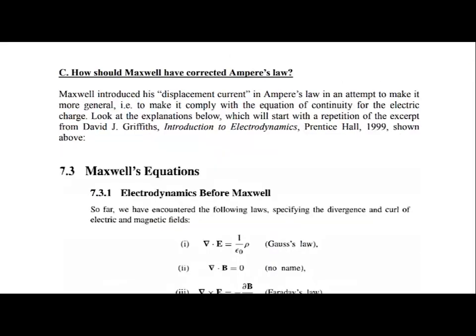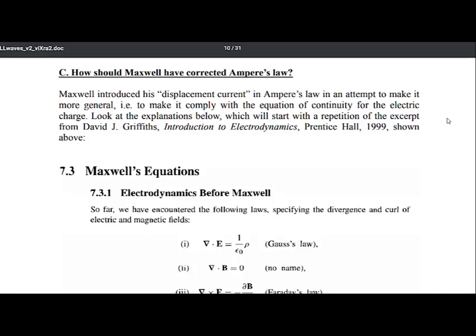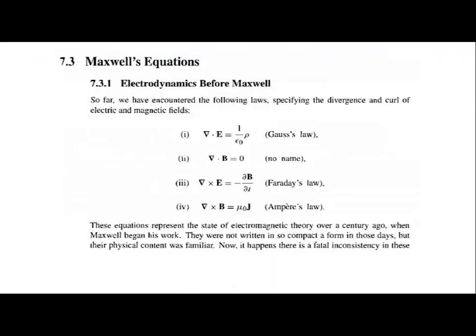So how should Maxwell have corrected Ampere's law? It's one thing to say that a law is not correct. It's another thing to explain why it's not correct and to come up with a correct solution. And that's what Yonel does in the subsequent sections of this paper.